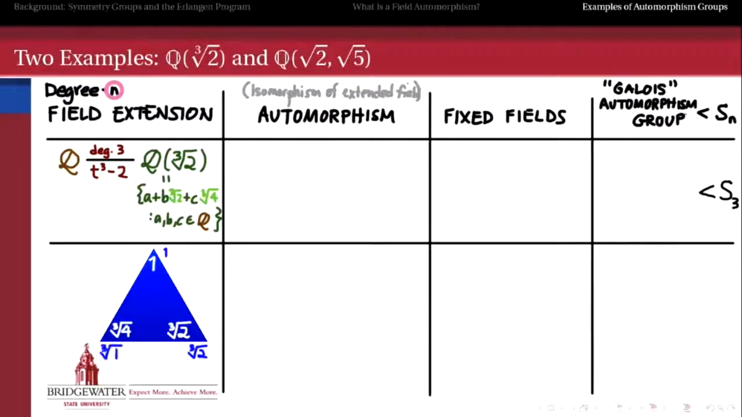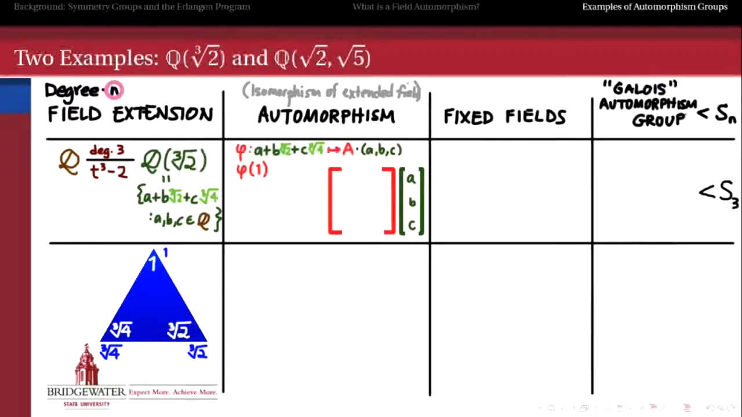So as before, we want to compare this to symmetries of something that has 3 vertices. So let's think of an equilateral triangle for a minute and see if we can draw the analogy. An automorphism of Q adjoined the cube root of 2 over Q is going to be a linear transformation of that 3-dimensional vector space to itself. Therefore, it has to be representable by a 3x3 matrix in a basis of our choosing. So we're going to choose 1, the cube root of 2, and the cube root of 4 as our basis.